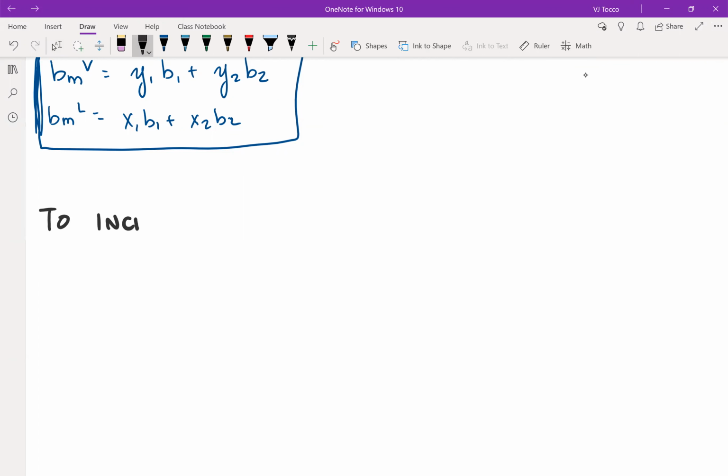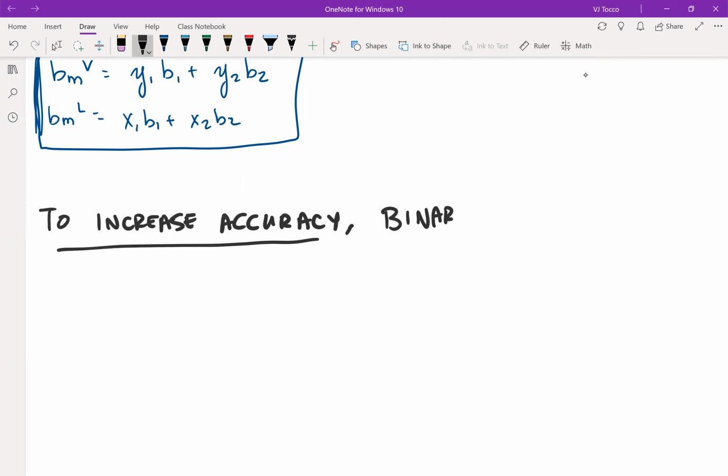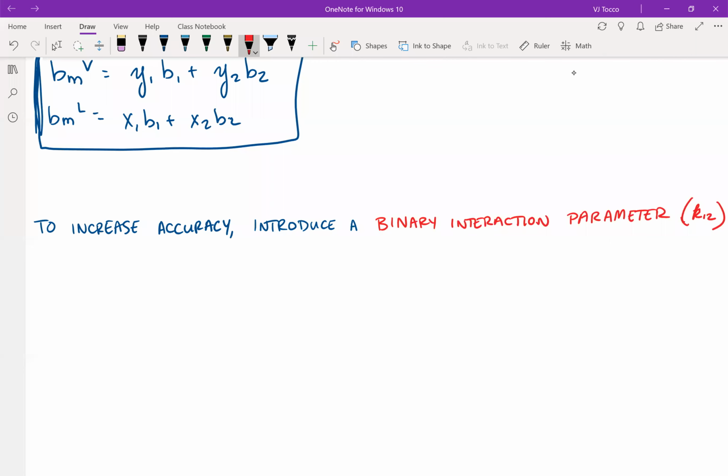To increase accuracy, we can introduce the binary interaction parameter. So the way this comes into the model is instead of saying that the cross term A12 is still equal to A21, but instead of the square root of A1 times A2, we further multiply it by 1 minus K12. And this K12 is the binary interaction parameter. And the idea is that this would be fit with experimental data.